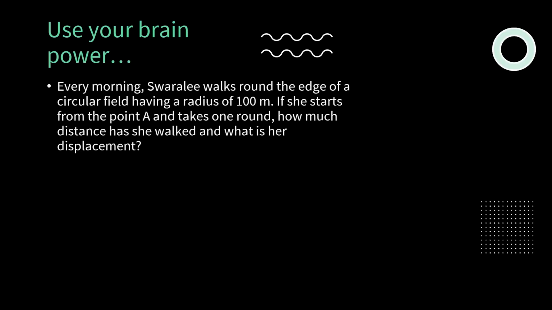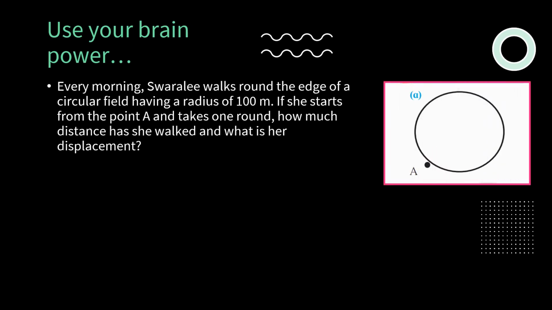Okay children, think about this. Every morning, Swirly walks around the edge of a circular field having a radius of 100 meters. So this is a circular field with a radius of 100 meters. If she starts from the point A and takes one round, how much distance has she walked and what is her displacement?